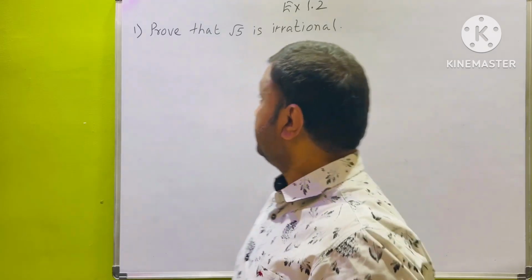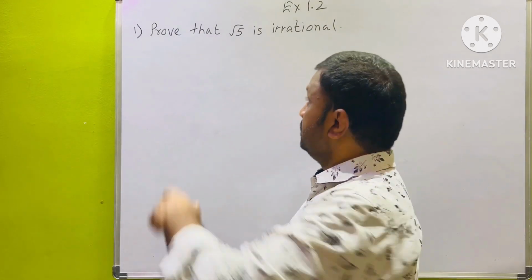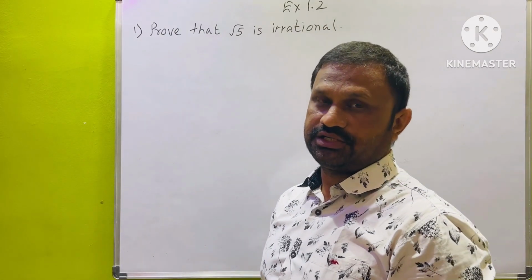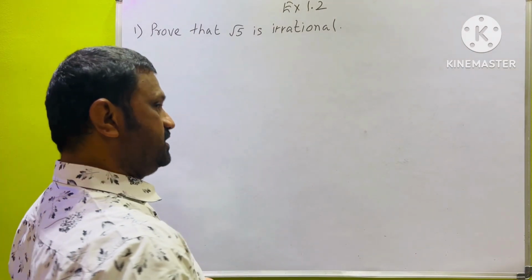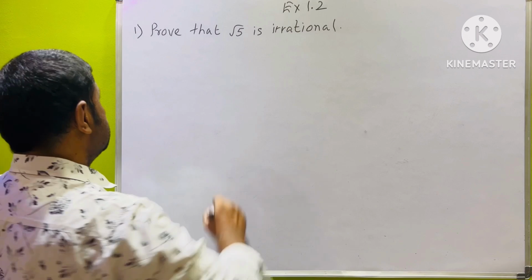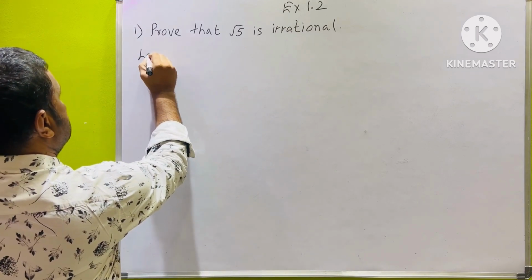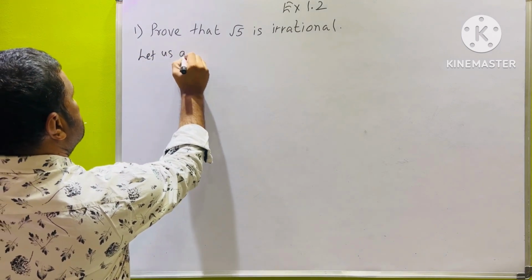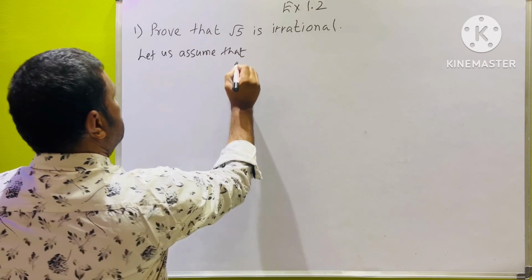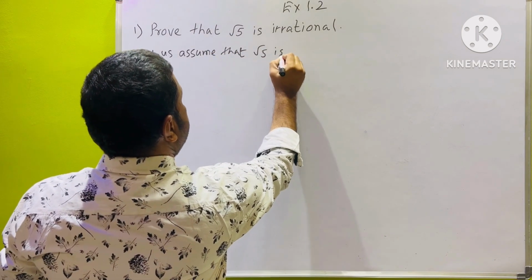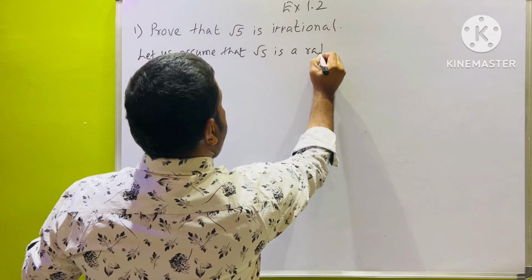Students, this is question number 1 from exercise 1.2. Prove that root 5 is an irrational. Okay, we have to prove that root 5 is an irrational number. Let us assume that root 5 is a rational number.